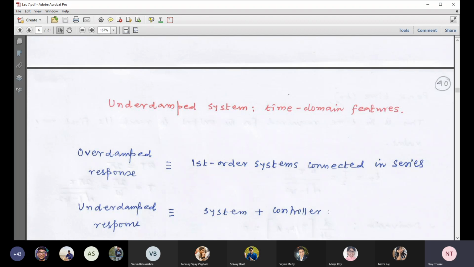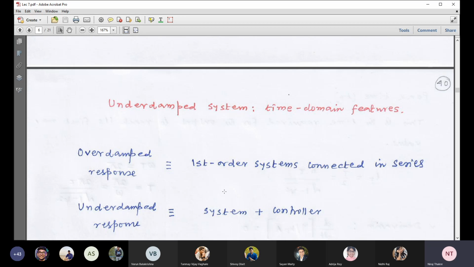Okay, so it depends on basically the controller and particularly its tuning parameters. I repeat, for the second case, I mean system plus controller, we also have an overdamped response, and it mainly depends on this controller, particularly the controller tuning parameter values. And we will discuss this issue also.